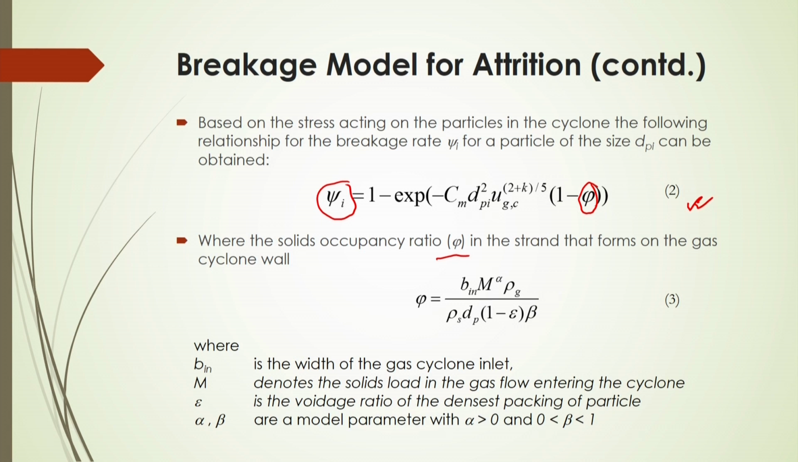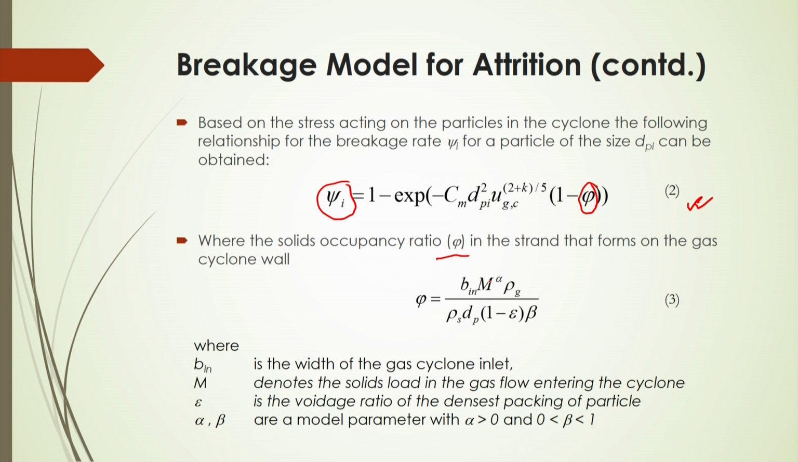the gas cyclone wall. Now, this psi will be equal to B m into m to the power of some constants a and or alpha into rho g by rho s dp into 1 minus epsilon into beta here. So, this solid occupancy ratio in the strand is a function of gas density, solid density, particle size, and then you can say that it is the solid load in the gas flow entering the cyclone.